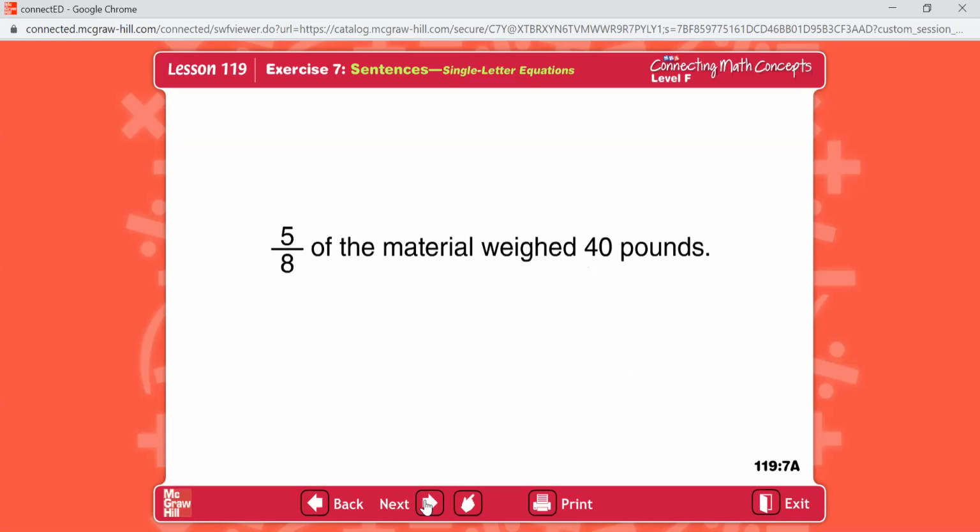We're going to use the letter M to represent material. 5/8 M. The rest of the sentence tells that it weighed 40 pounds. For weighed 40 pounds, we're just going to write equals 40. This is how it should look. 5/8 M for materials equals 40 pounds.